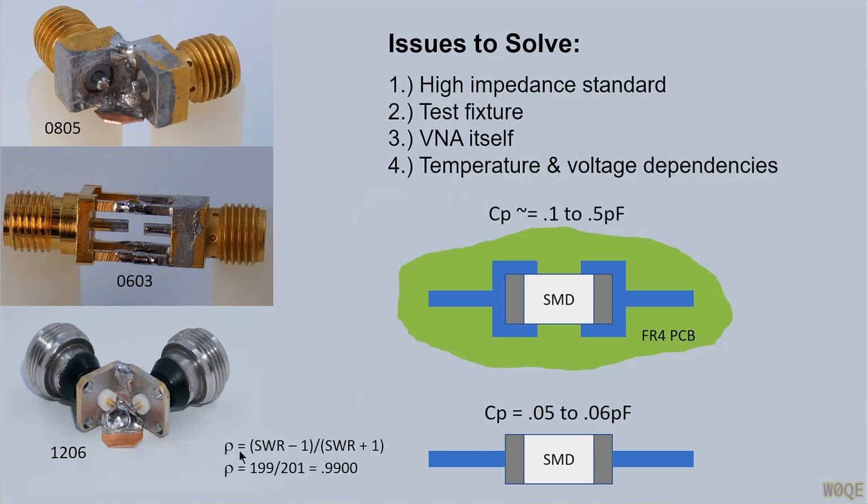If we do the calculation here, a 10K ohm resistor is 200 to 1 SWR, so the reflection coefficient is 199 over 201, which is 0.999.